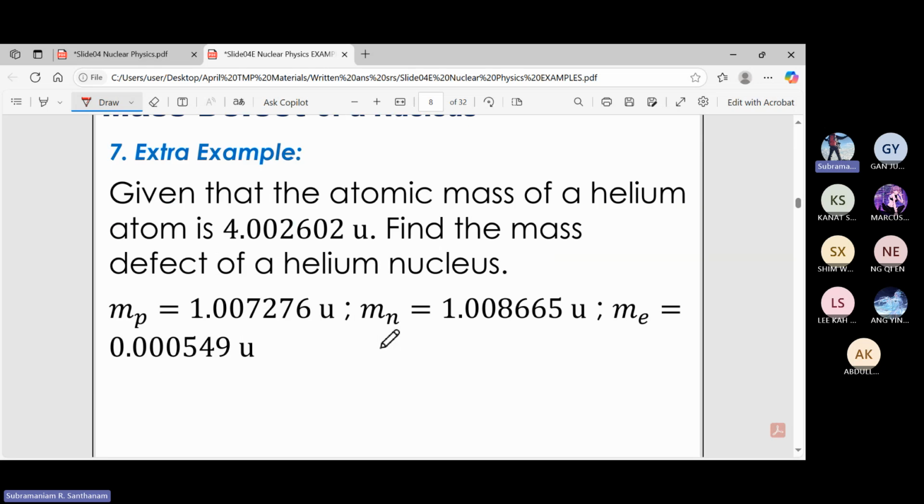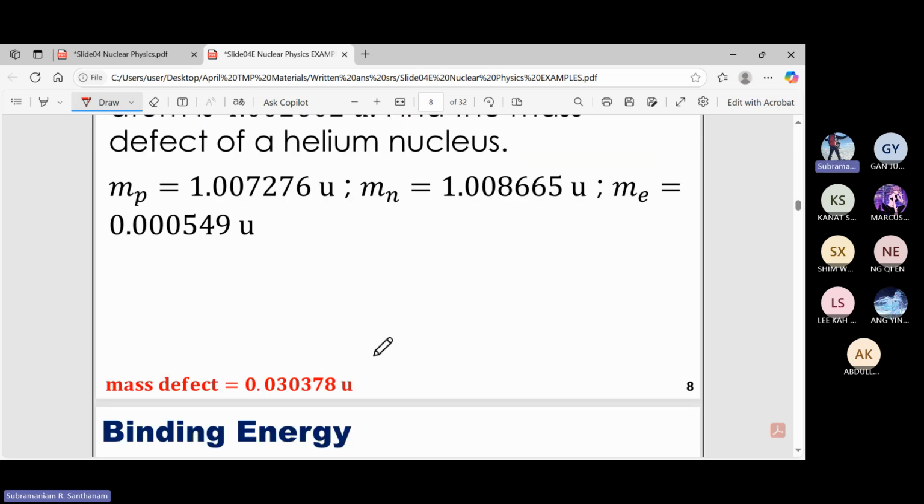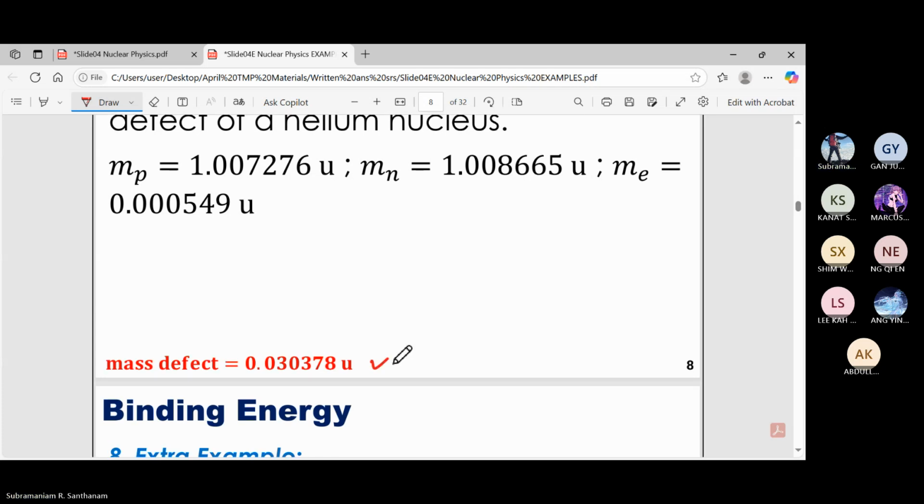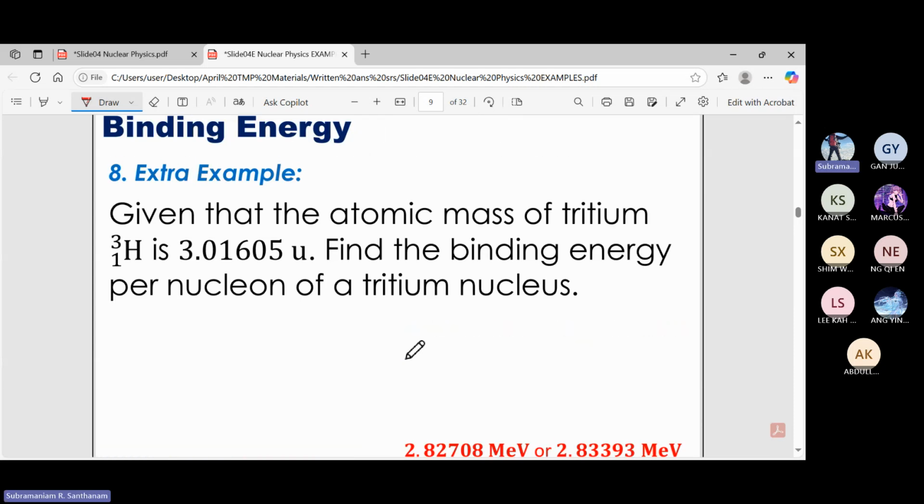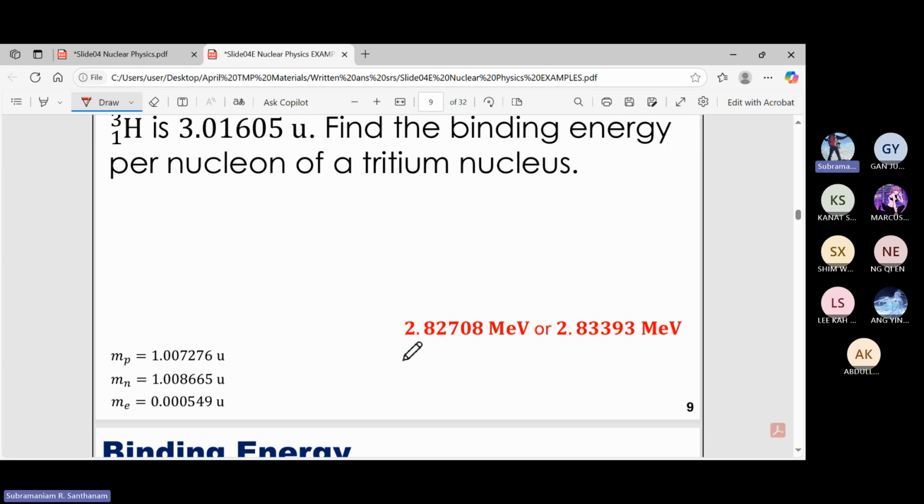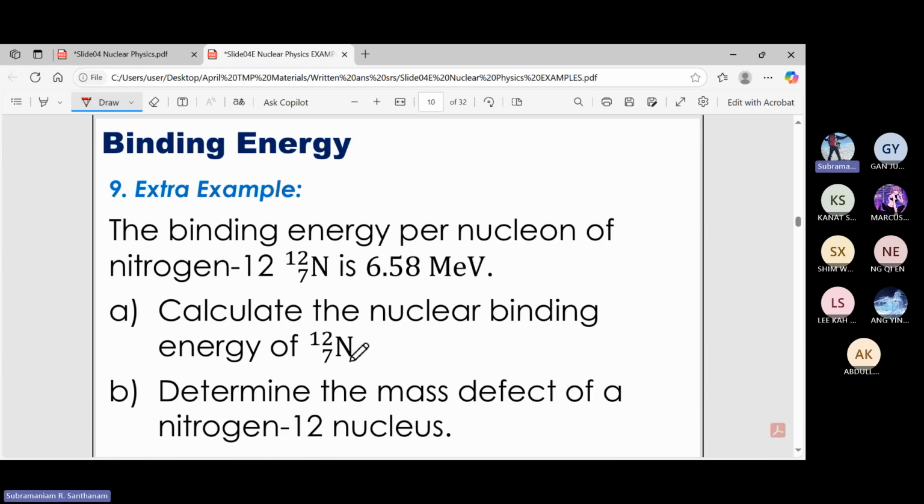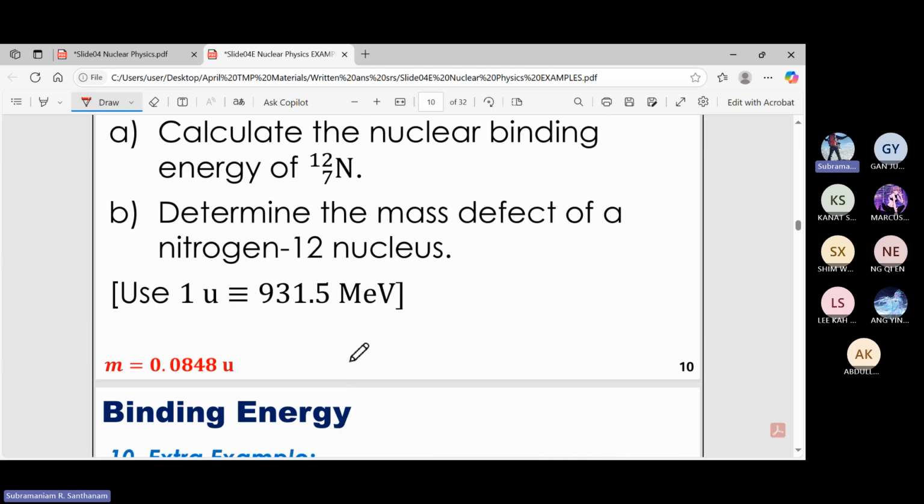Extra question 7. Find the mass defect. Again, the answer is the mass defect, given. Question number 8. The energy is also given.